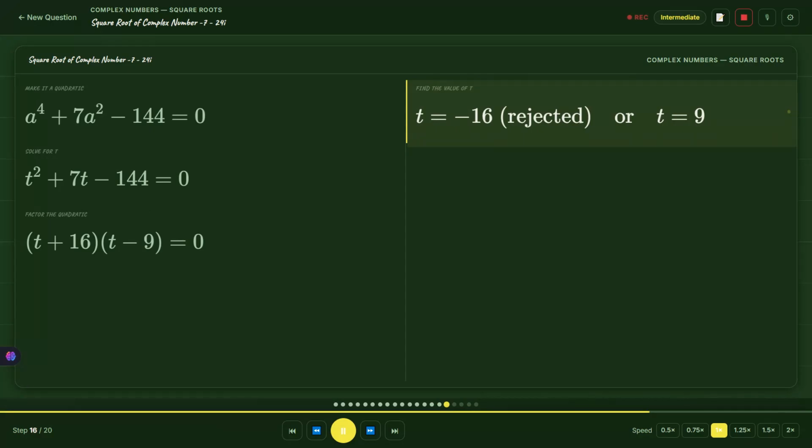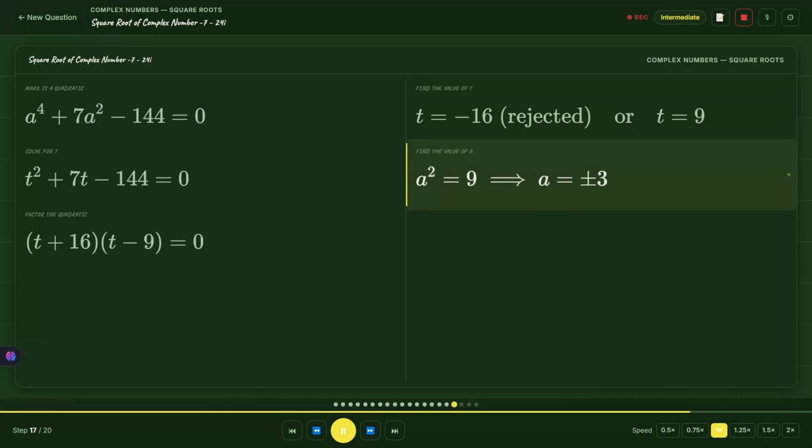So t equals -16 or t equals 9. But remember, t is a squared, and when you square a real number you can never get a minus answer. So we throw away -16 and keep t equals 9. Since a squared equals 9, that means a is +3 or -3. Both work because 3 times 3 is 9, and -3 times -3 is also 9.